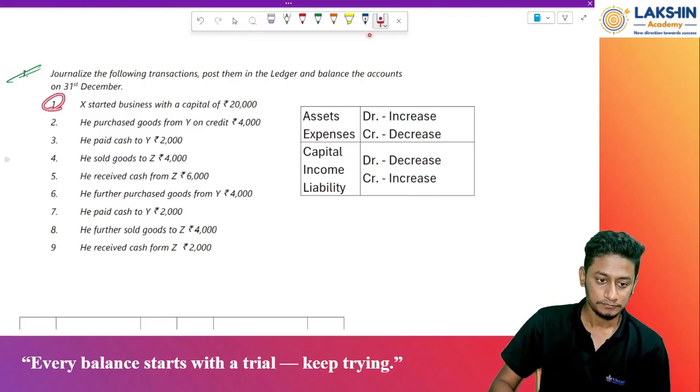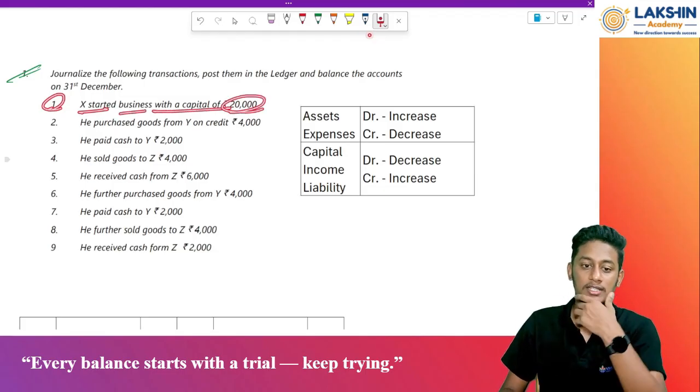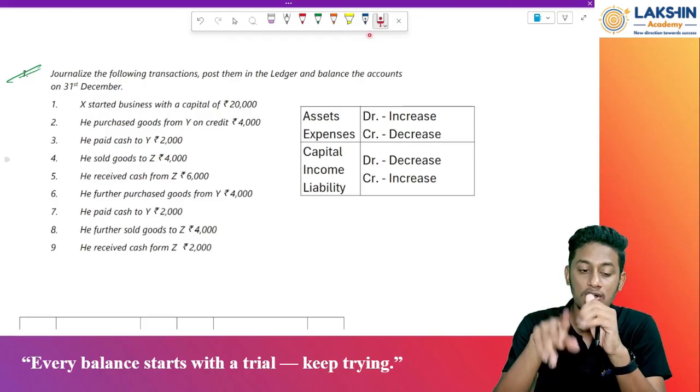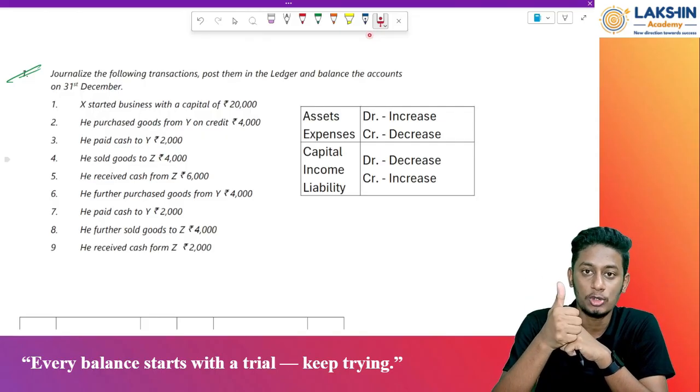The first one. X started a business with capital of rupees 20,000. So now tell me, looking at the entry, what are the two accounts that will be opened? So can I open capital account? Yes sir, I can open capital account. Then should I open X account?